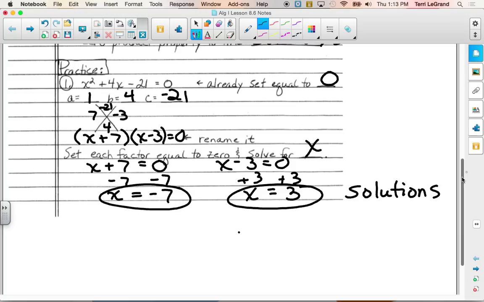Probably not. Do you think there could be? Can this parabola cross the x-axis anywhere else? No, you can't. Okay, let's go to the back and practice another one.